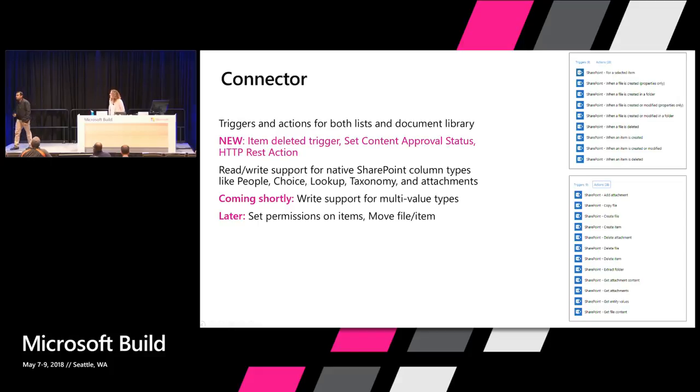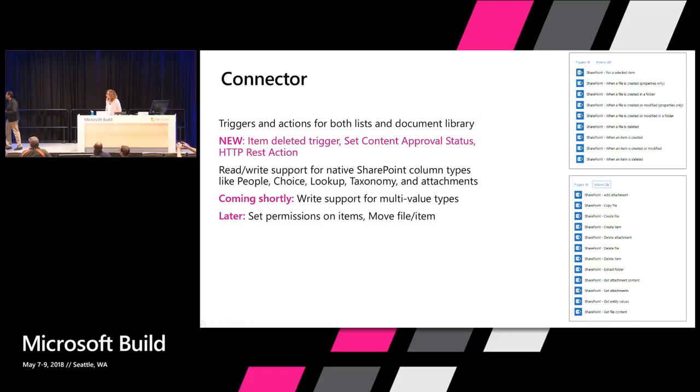We also have read-write support for native SharePoint column types like people, like choice, like lookup, taxonomy, attachments, etc. For those of you that are connecting to SharePoint, I'm sure the next statement is going to surprise you and hopefully delight you. We are working very hard on write support for multi-value types, and it's coming very, very, very soon. I've seen it work in our preview environment, so just stay tuned. It's coming. We've heard your feedback loud and clear.